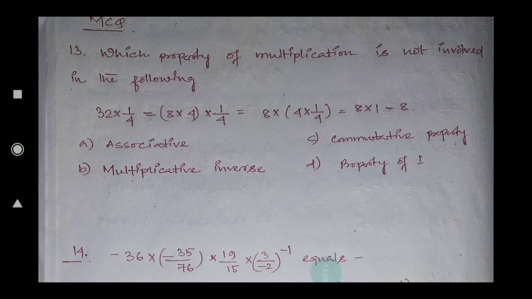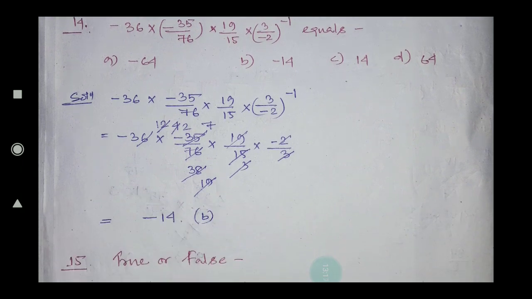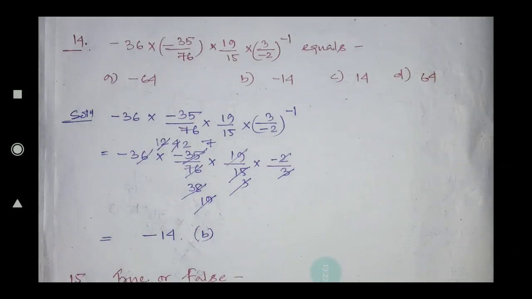So see in question 30, which one will be correct? Which property of multiplication is not involved in the following, which is not used? That means your C option will be the answer. Now question 40, this one simplification you have to do, and nothing else is there. Okay, see.